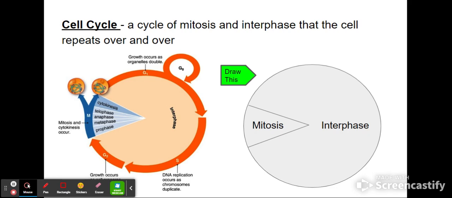Now, if we take a look, this diagram over here is a little more complicated than the one we drew. We're going to talk about this, but notice all of this orange part is interphase. There's some different stuff that happens there. And then mitosis is over here. Maybe you recognize those words from 7th grade: telophase, anaphase, metaphase, prophase. This is when our cell's dividing. Again, we'll talk about this.